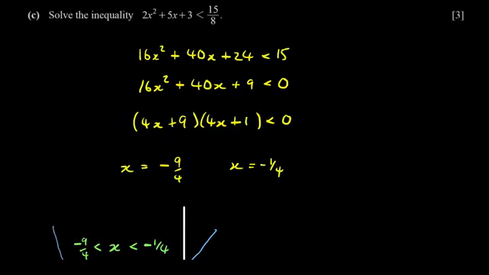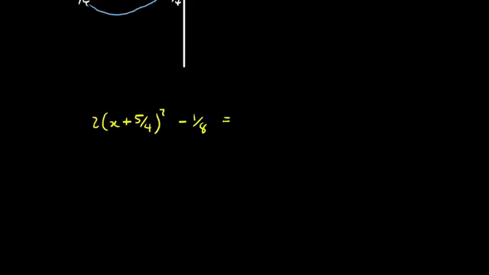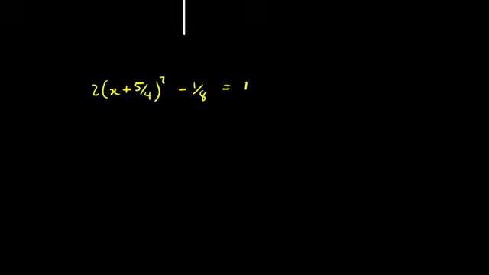So you had shown that the quadratic was 2 bracket x plus 5 upon 4 all squared minus 1 upon 8. And now I'm just going to set that equal to 15 upon 8. And so then what I can do is I can get 2 bracket x plus 5 upon 4 all squared is equal to 16 upon 8.